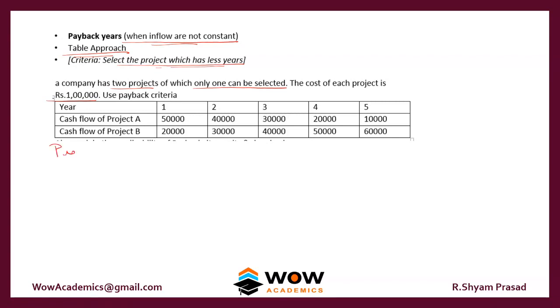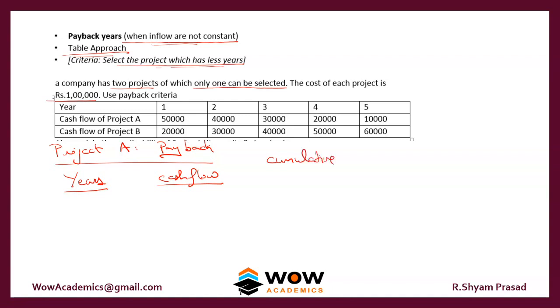So we'll start with project A. So project A, we'll do the payback. So we'll start with years, cash flow, cumulative cash flow, okay. So that's what we have to compute. Years is 1, 2, 3, 4 and 5. Cash flows are 50,000, 40,000, 30,000, 20,000 and 10,000.